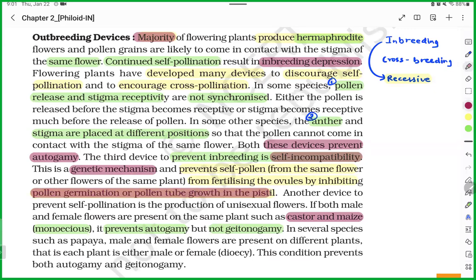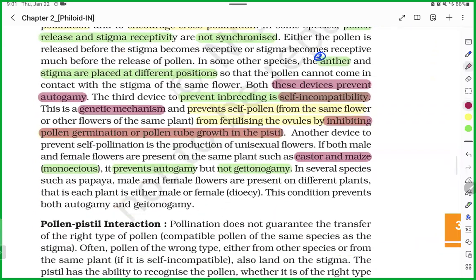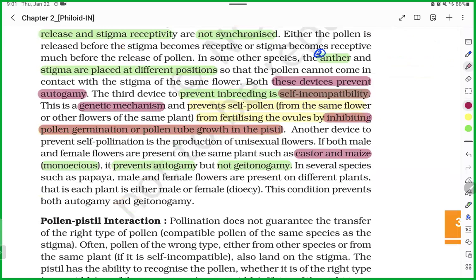What does it do? By the genetic mechanism, it inhibits germination of the pollen within the same plant. Correct? Example, even in humans, you will see, in Haryana it is prominent that marriage in the same family is impossible. That's why it's difficult to get a girl for marriage in Haryana.